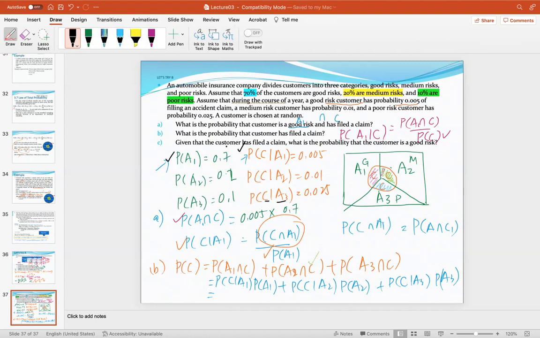C, given that the customer has filed a claim, what is the probability that the customer is good risk? At this point, when you have given that, we know that C comes first. Given that, it is good risk, so it's A1. So we use the conditional probability rules and we can have probability of A1 and C over probability of C.